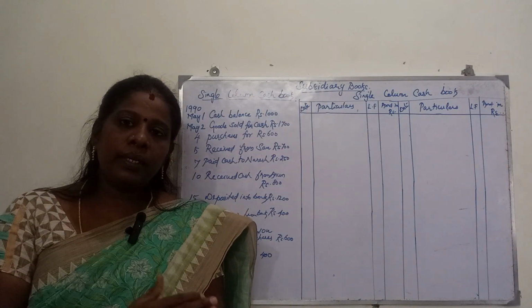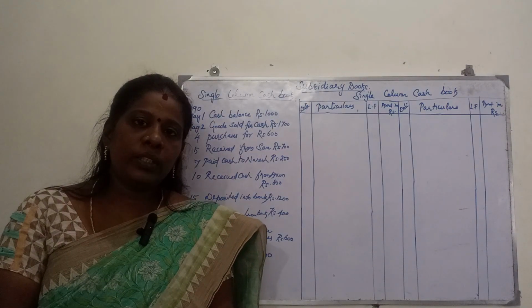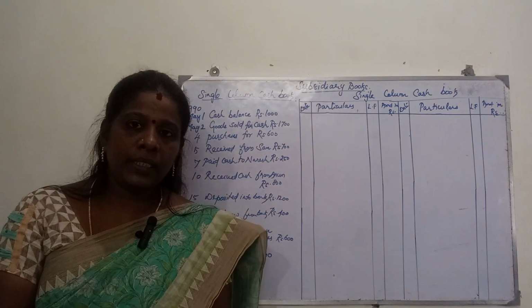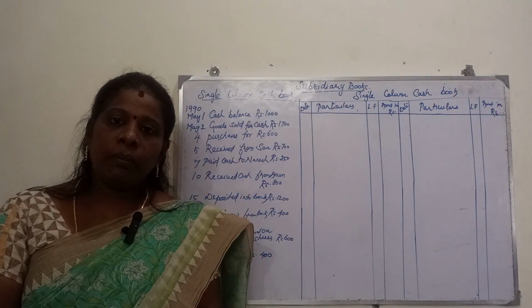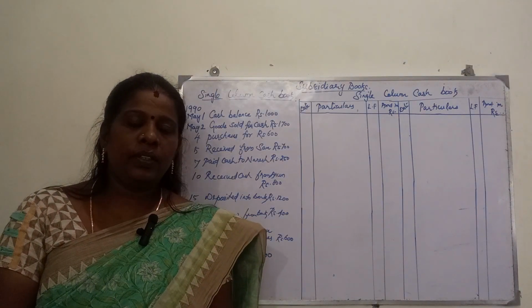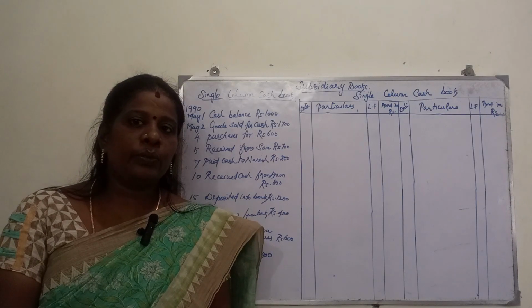For a particular repeated transaction, they are using separate books. For example, purchase. So, they are maintaining purchase books. All purchase transactions are recorded in the purchase book. So, it is easy to refer also.